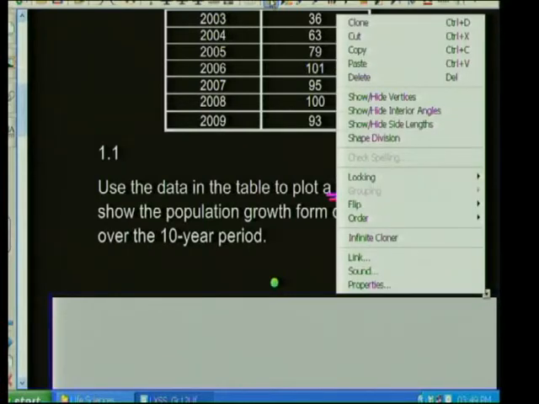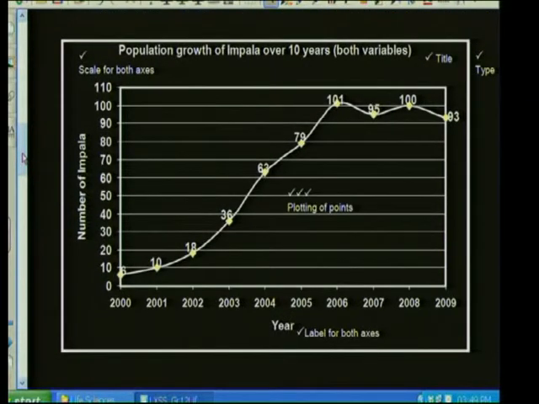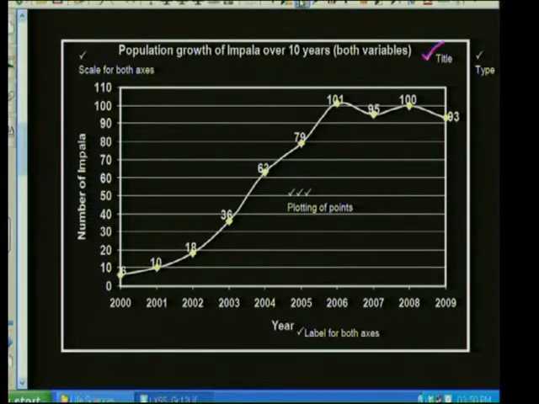Okay, so now we start with the skill. So we've saved time a bit, and here is the graph. Now I'm going to tick off the checkpoints that you should always have. Doing a graph is really nice, easy marks. Okay, let's start off. The first thing that you always need to do is you need to have a heading. And here you will see 1 mark for the title. And they told you what the title wanted to be. They said to you, it's the population growth of the impalas over 10 years.